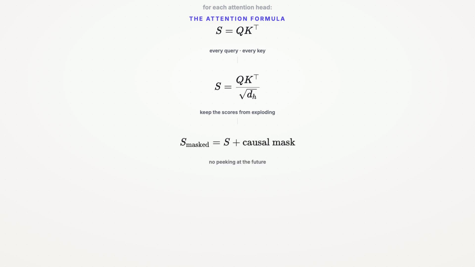Now the actual formula: for each head, take every query, dot it with every key. That gives a grid of similarity scores. Divide by the square root of the head dimension to keep the numbers from exploding. Apply the causal mask so no token can peek at the future. Softmax turns each row into attention weights that sum to 1. Finally, multiply by the values, a weighted blend of what each token offered. That blend is the attention output.